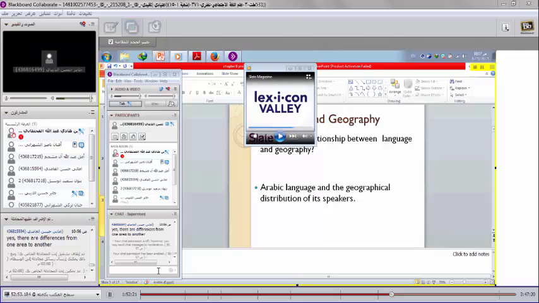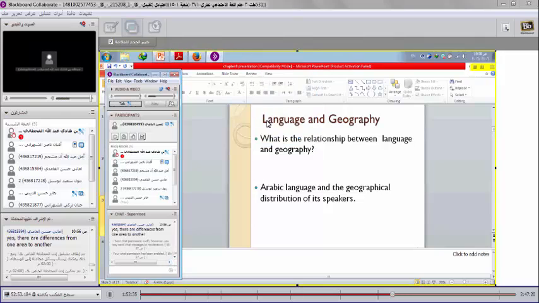The sound clip actually emphasizes the point that there is a kind of relationship between the altitudes and the phonological aspects of the language. So let's move to the next slide.